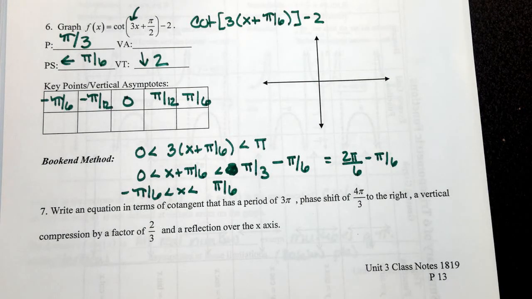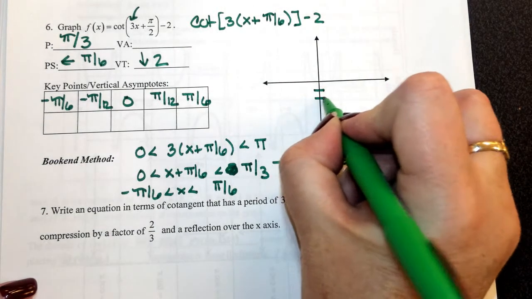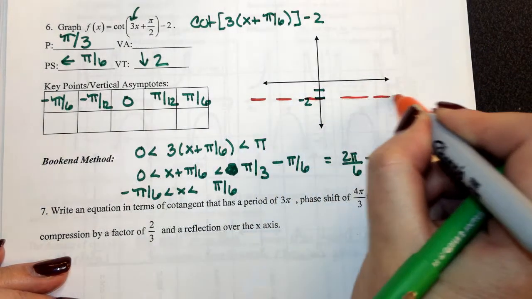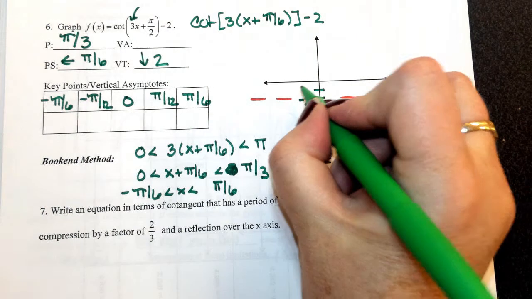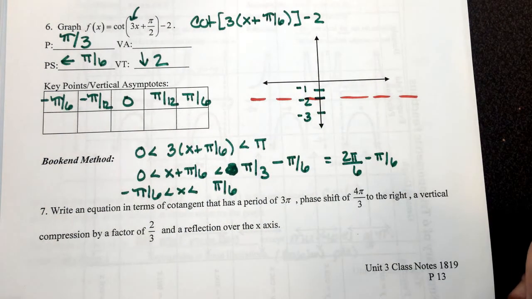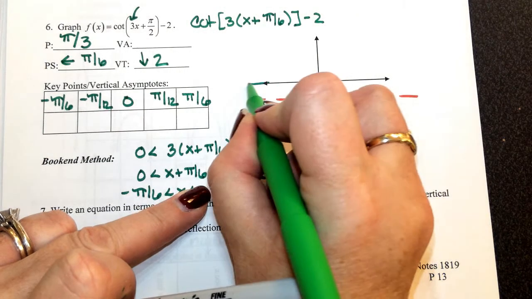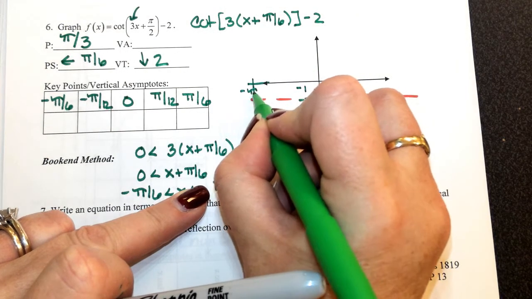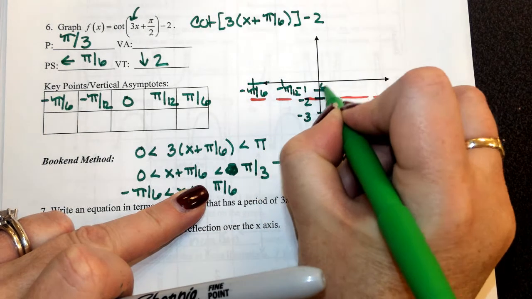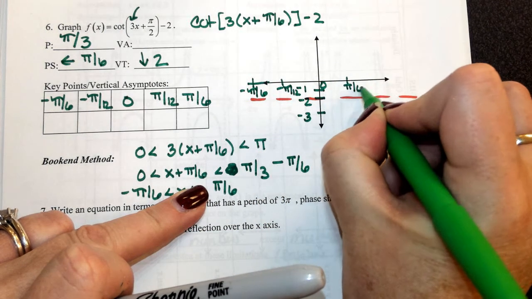Where's the baseline going to be? Your baseline's going to be where? Where's the baseline going to be? Negative 2. A value is 1, so I know I'll be 1 unit above, 1 unit below the baseline. So now I have my divisions. I've got 2 on the negative side, so negative pi over 6, negative pi over 12. 0, 2 on the positive side.